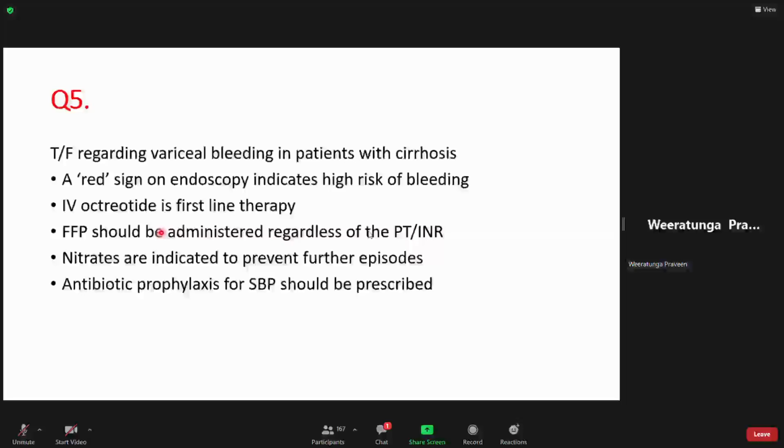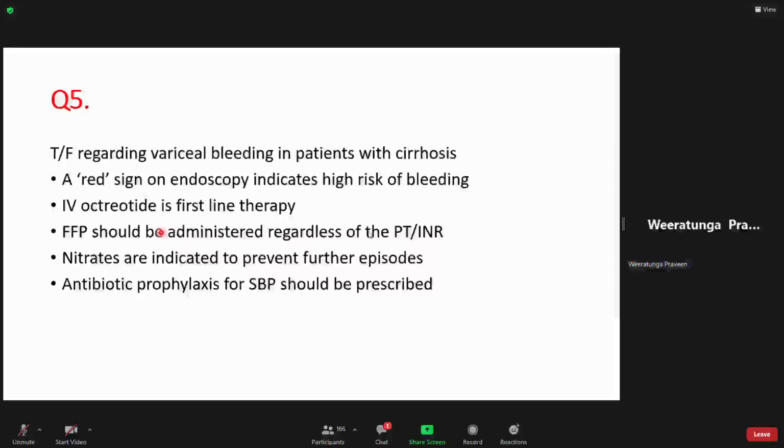Recurrences of bleeding. You use endoscopy. That is the best endoscopic intervention. Second is beta blockers. Carvedilol is now being used commonly, and people think that it's better than propranolol. Carvedilol. Nitrates are no longer used. So mainly endoscopy and beta blockers.